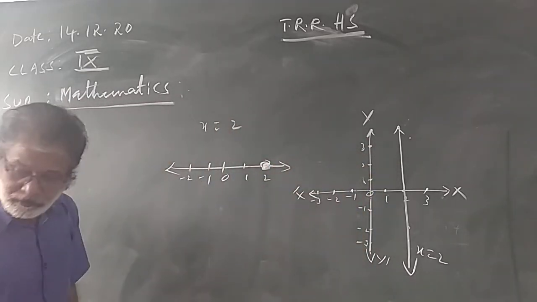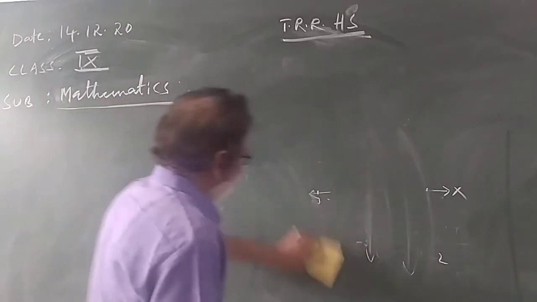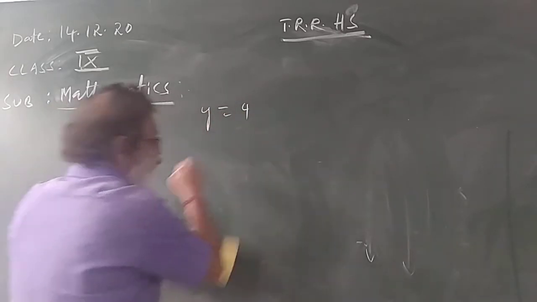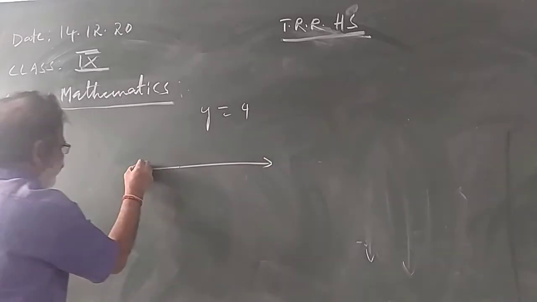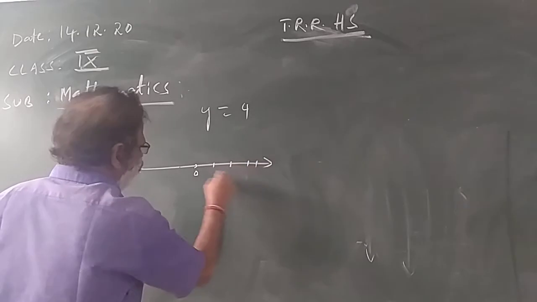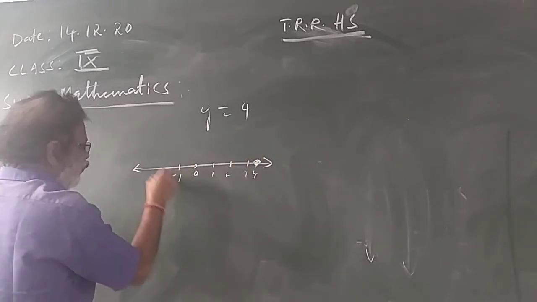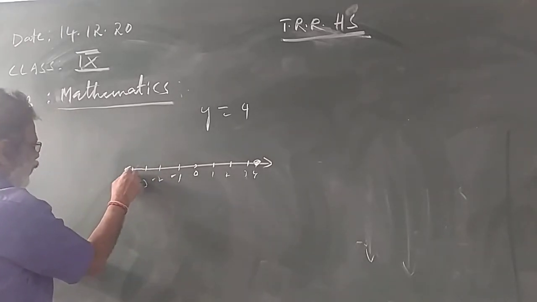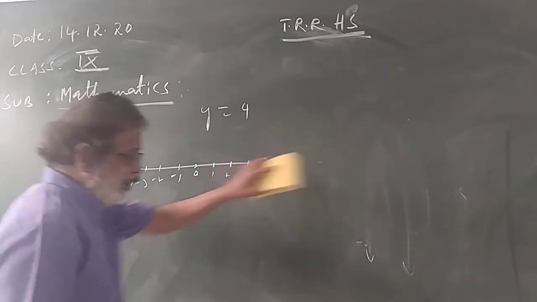Okay, like this. One more problem I'll explain once again. y equal to 4. Draw a graph. Represent y is equal to 4 on the number line and the Cartesian plane. Same number line: this is 0, 1, 2, 3, 4. Like this, mark minus 1, minus 2, minus 3, minus 4. This is the number line. We want 4, mark it.